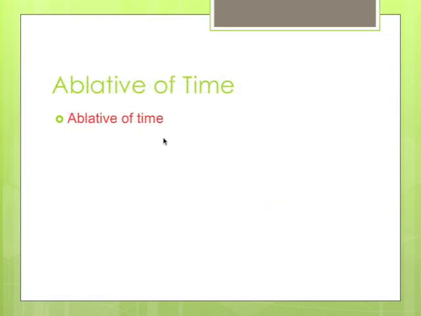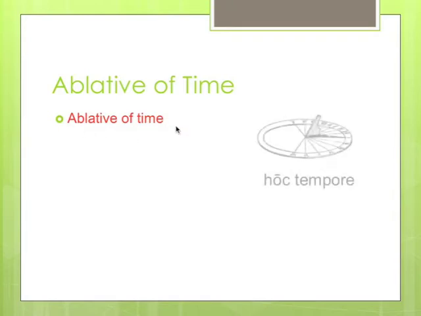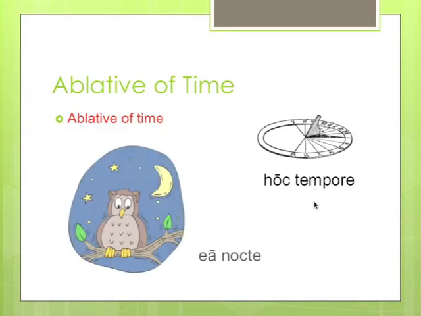The next use of the independent ablative we saw was the ablative of time. For example, hoc tempore, at this time. All you have to do is put an expression of time in the ablative, and you indicate what time something is happening. Or ea nocte. Nocte is the ablative of nox, noctis, night. So ea nocte means on that night.